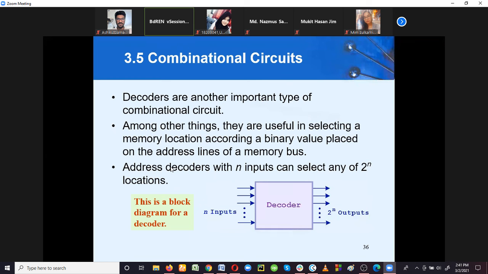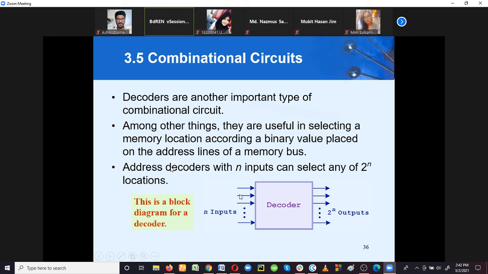Now decoders are another important type of combinational circuit. Encoders, decoders. We also read a little bit about encoder and decoder in digital electronics. Among other things, they are useful in selecting a memory location according to a binary value placed on the address lines of a memory bus. Address decoders with n inputs can select any of 2 to the power n locations. That means the number of inputs is n, so locations will be 2 to the power n.